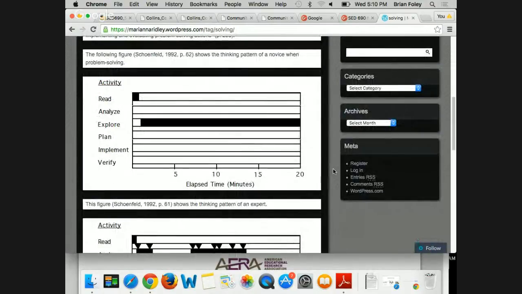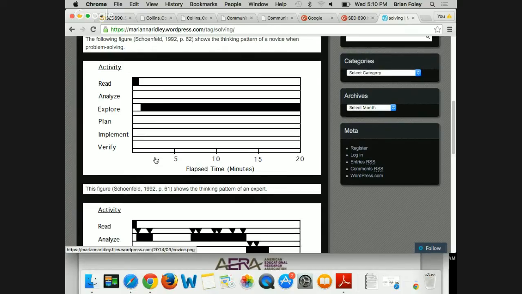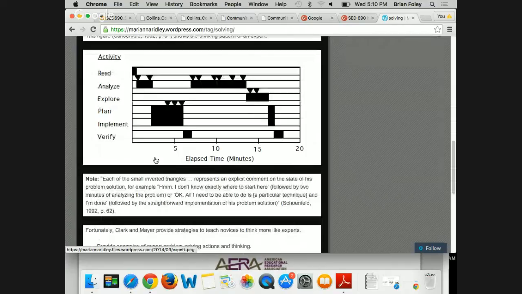Okay, so what they did is they were doing one of these think aloud things where they asked kids what they were doing when they were solving a problem and why they were doing it. And this is one of the kids, and this is what they did. They read the problem, and then they explored. They had really no plan for what they're doing. And then this was an example of what an expert would do with a problem. They would read the problem, start analyzing it, explore a little bit, go back and analyze some more, explore some more, do some planning, and then finally they'd check.